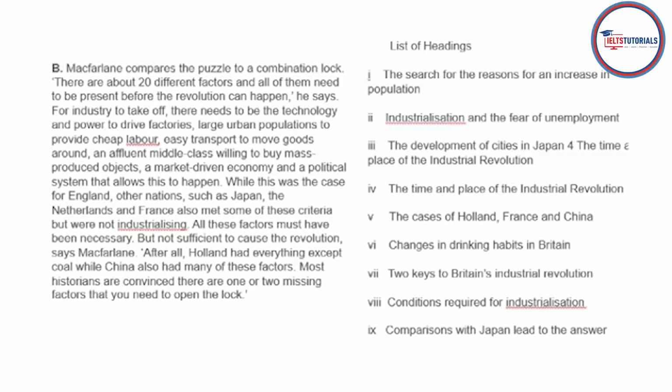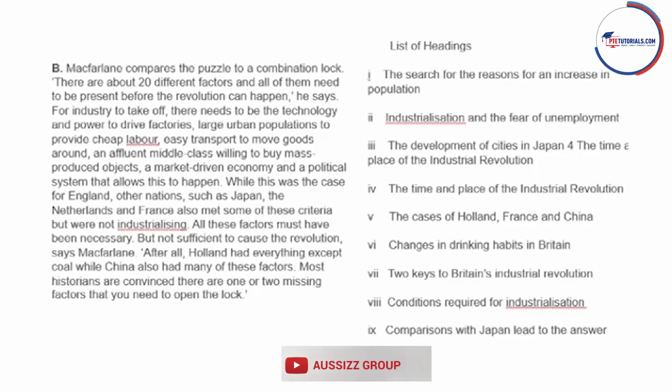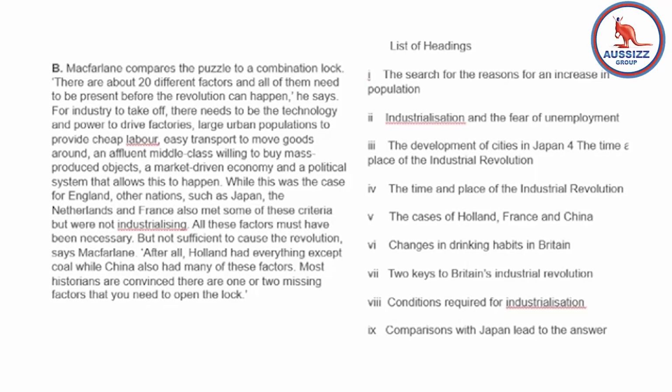Marfin compares the puzzle to a combination lock. There are about 20 different factors. Now Marfin was puzzled, and the later discoveries found out that there are about 20 different factors, and all of them need to be present before the revolution can happen. Now this is very important. What he was saying, there are about 20 different factors, and all of them need to be present before the revolution can happen. So now he was thinking about how the revolution happened. So he got the answer that there were 20 factors which were very important at the time of the revolution, and all need to be present there.